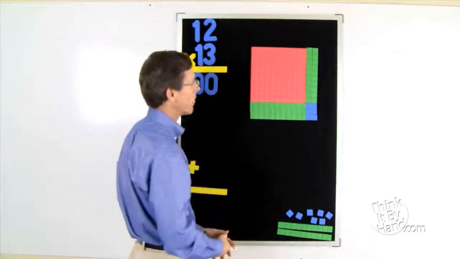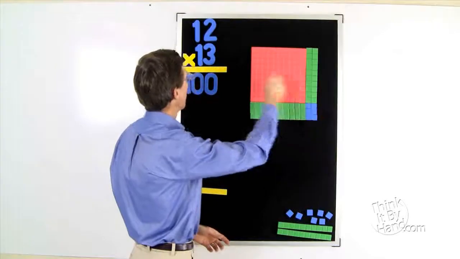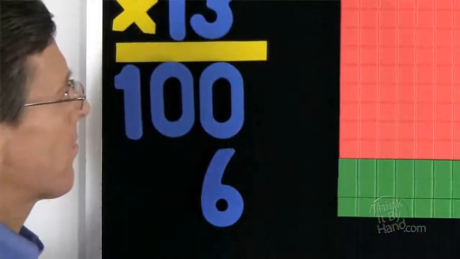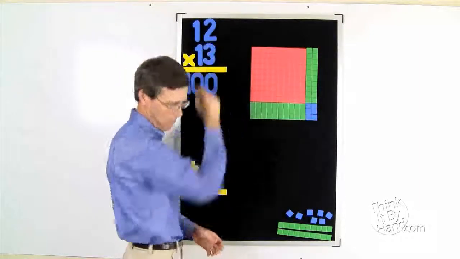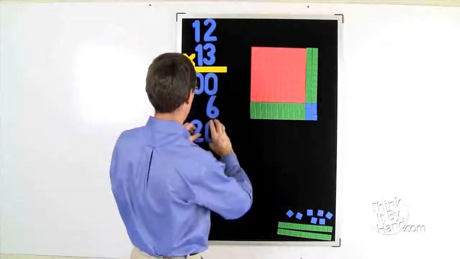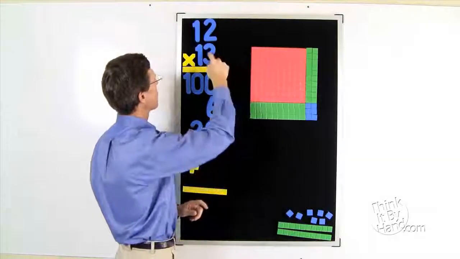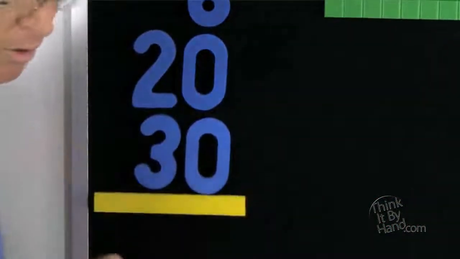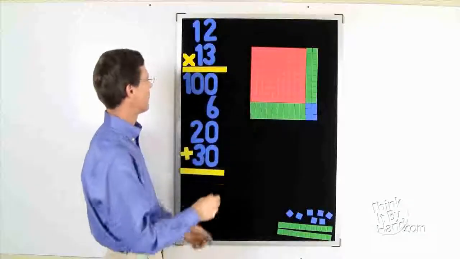Anywhere you want. So the 6 blue pieces, that is 3 times 2. We'll put in the 6. Our 20 comes from our 10 times our 2. And likewise our 30 comes from 3 times 10. And so now that we have our partial products, or expanded notation, we have all of the components.